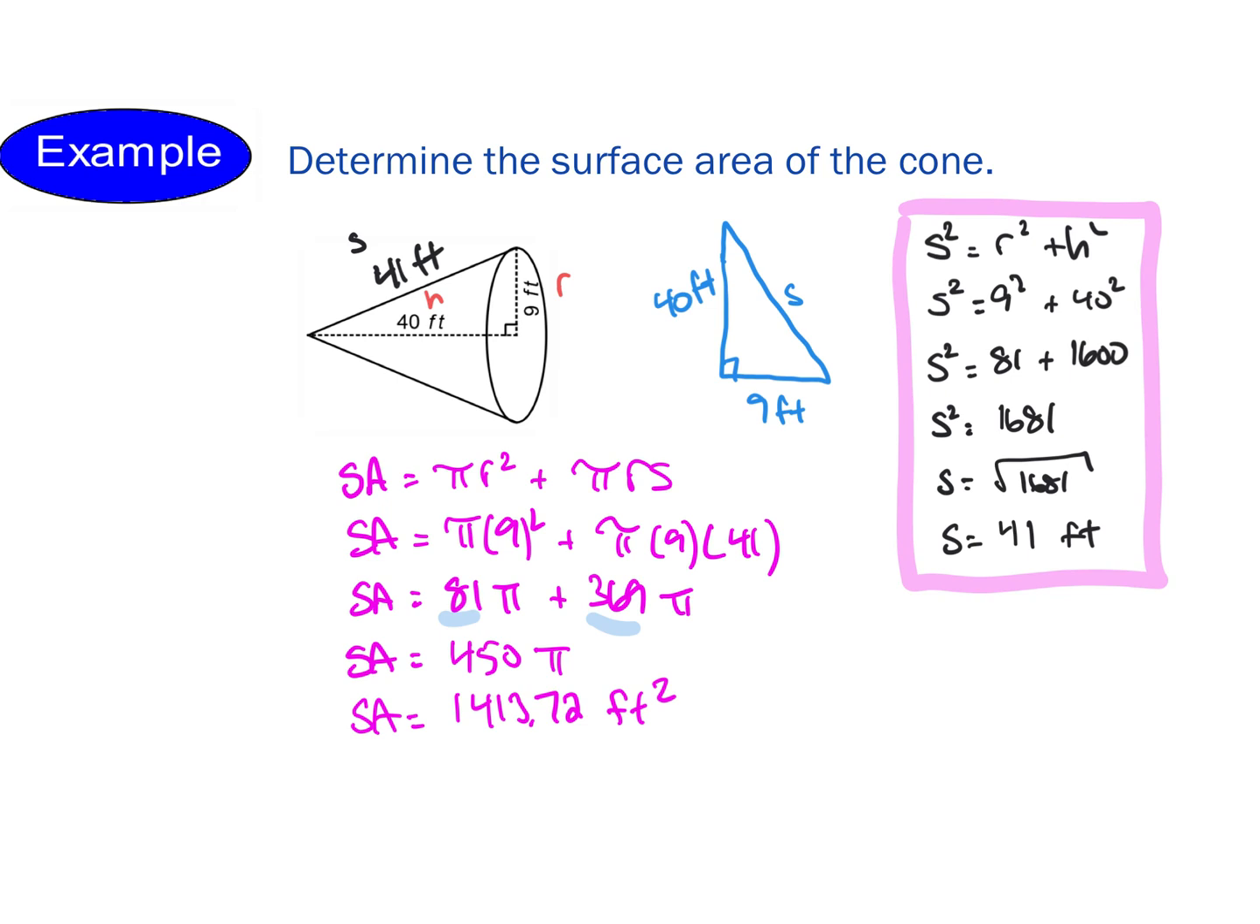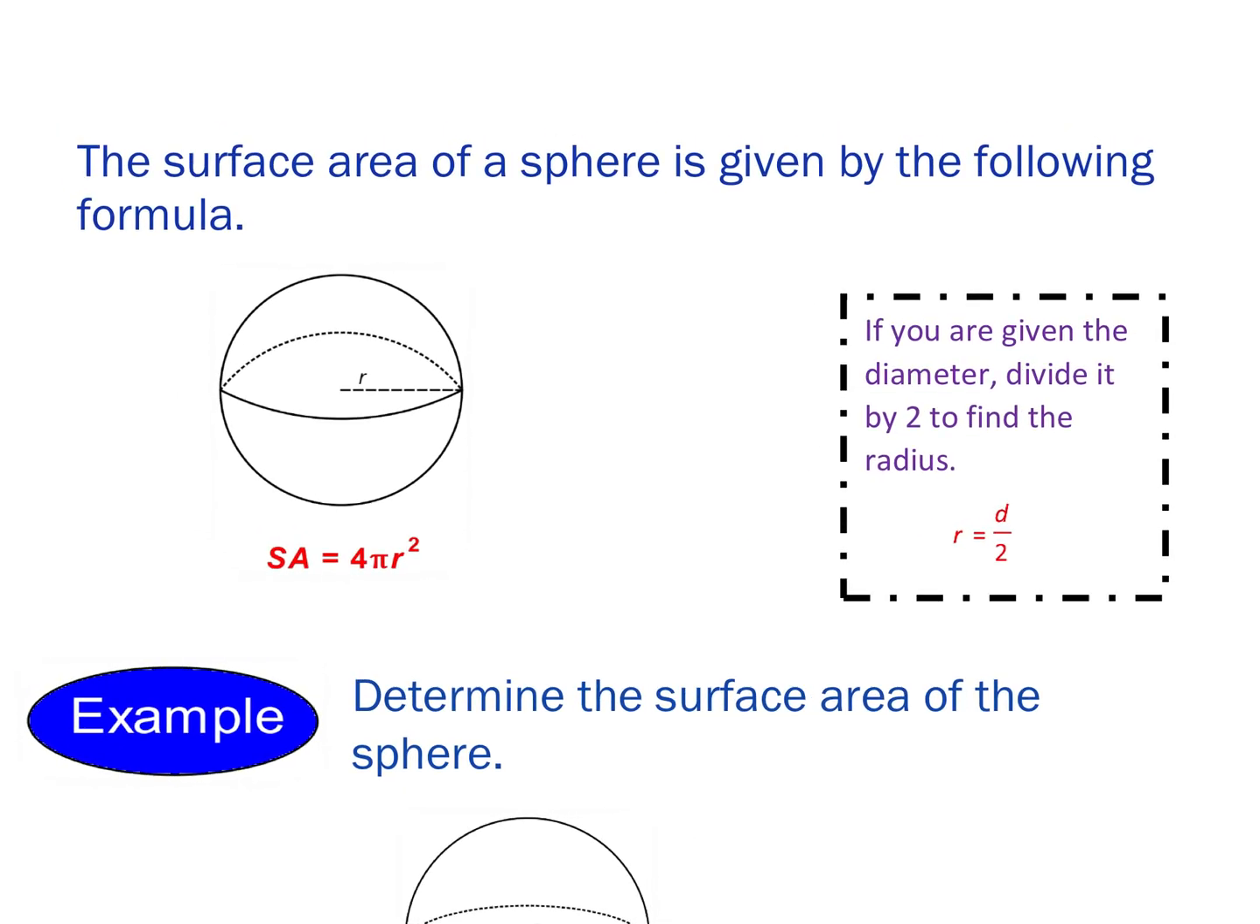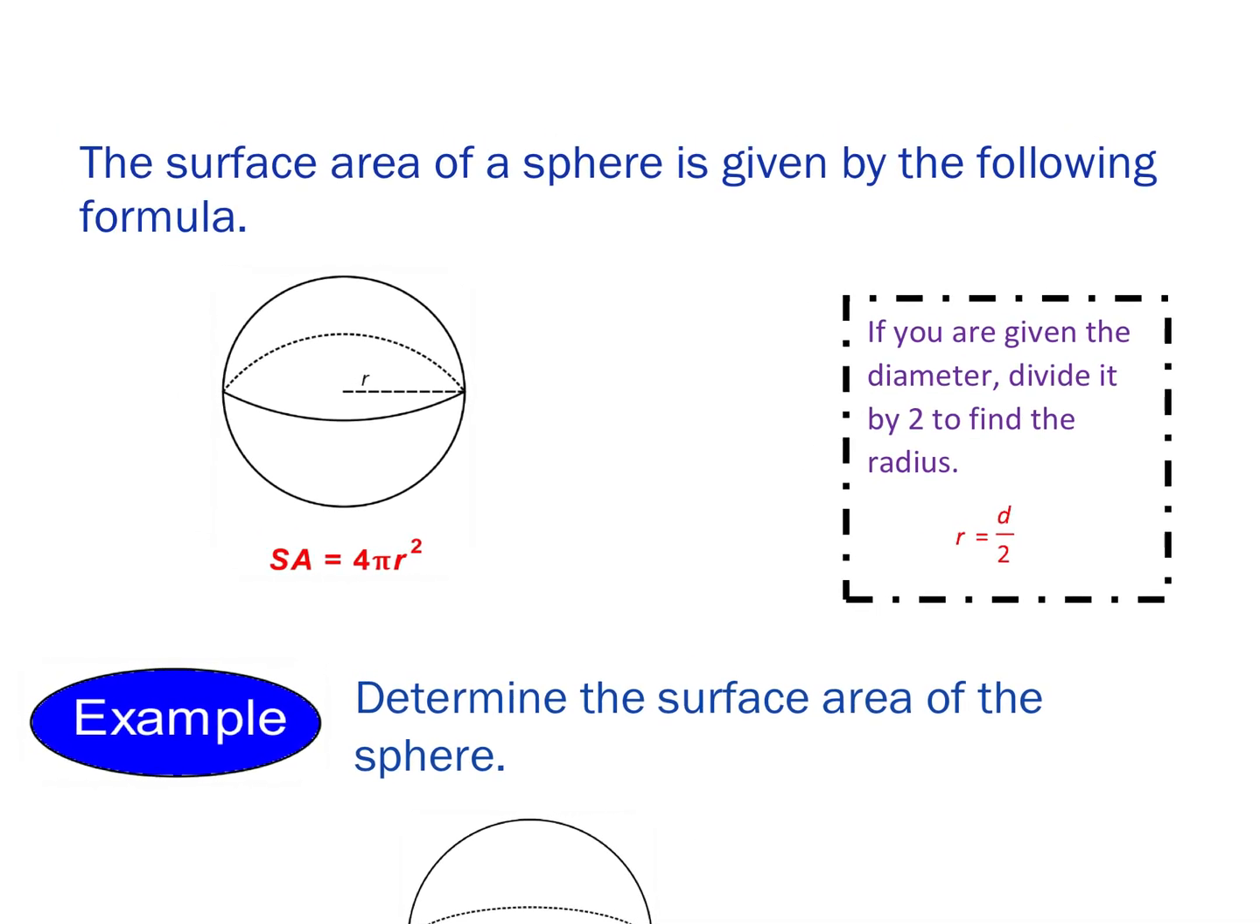Now we're going to move on to the sphere. And we just have one example after we talk about it, because it is fairly straightforward. The surface area of a sphere is given by the following formula. Surface area is 4 pi r squared. So there's only one measurement when we talk about a sphere, and that is the radius of the sphere.